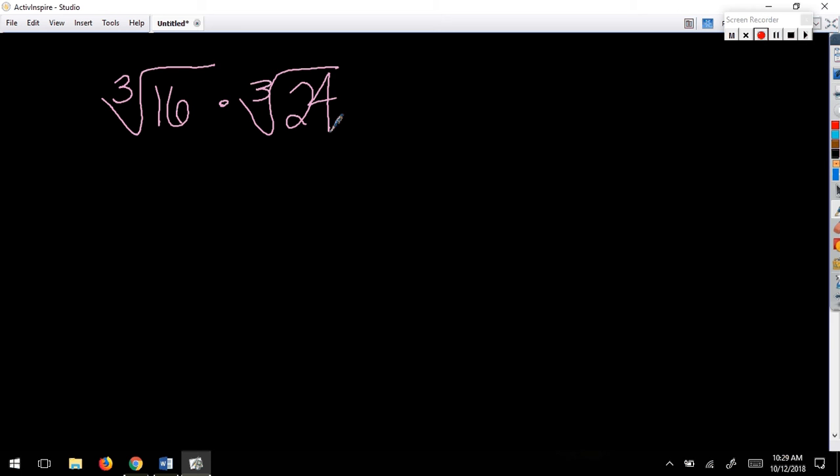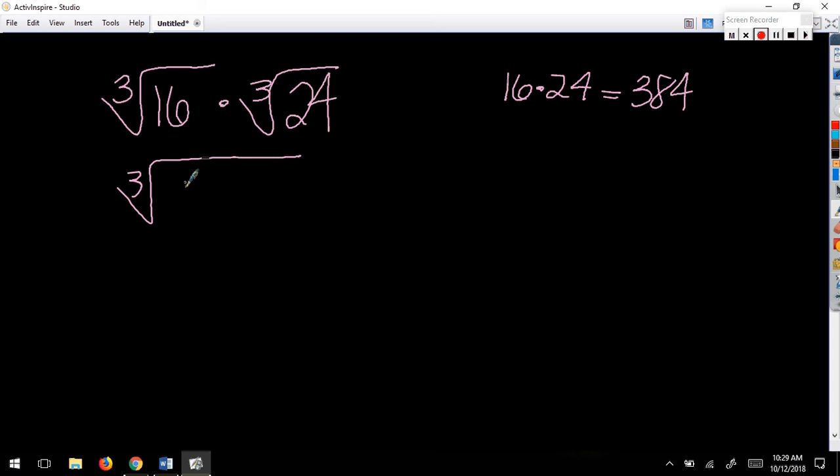So I hope you've had time to look at this now. We will simplify first by multiplying what's under those radicals together. So I get the cubed root of 16 times 24, which should give you 384. So you get the cubed root of 384.